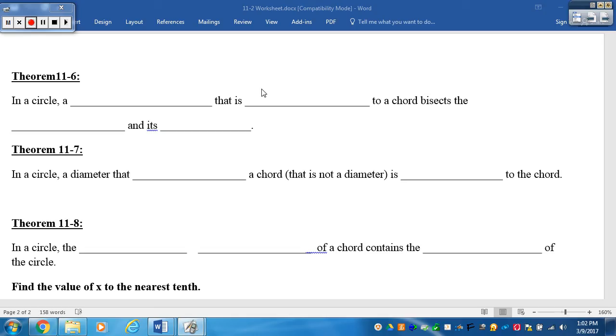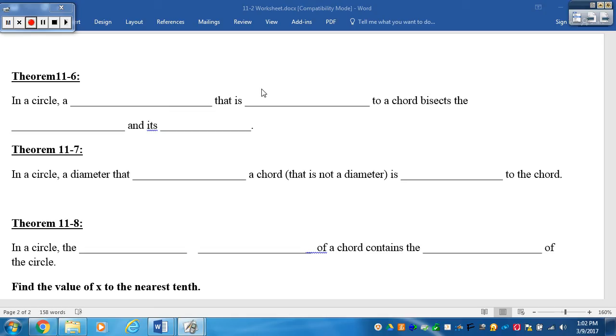So theorem 11.6 actually says this: in a circle, a diameter, so you can fill in that first blank there, a diameter that is perpendicular, okay, so that second blank is perpendicular, to a chord, bisects the chord and its arc, okay, or its arcs, okay.